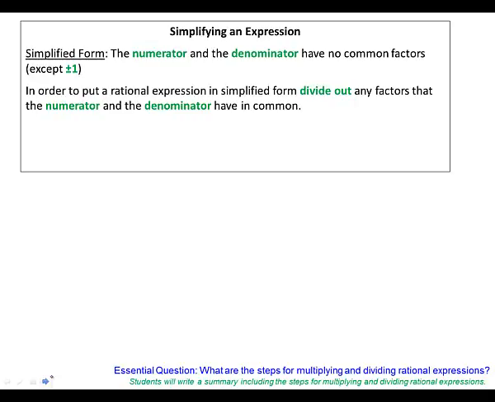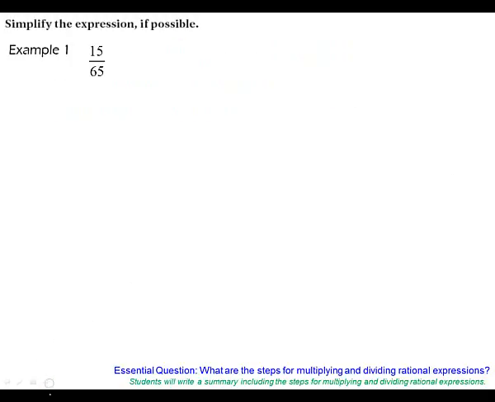That means it's simplified. A rational expression is basically a fraction that has the variables in it. It's a polynomial over a polynomial. In simplified form, divide out any factors that the numerator and the denominator have in common. If you didn't know how to factor before, you're going to know now, because you have to factor multiple times in one problem for these.